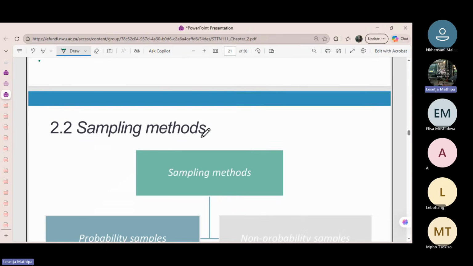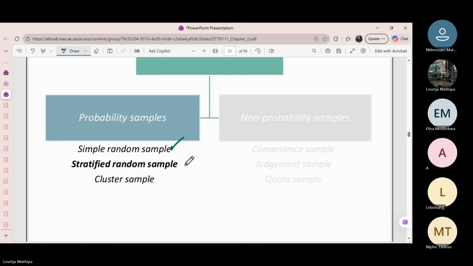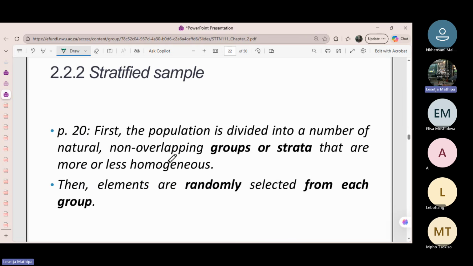Let's go back to this chapter. Now we are done with simple random sampling. Let's go to stratified random sampling. For stratified random sampling, first, the population is divided into a number of natural or non-overlapping groups, or strata, that are more or less homogeneous.